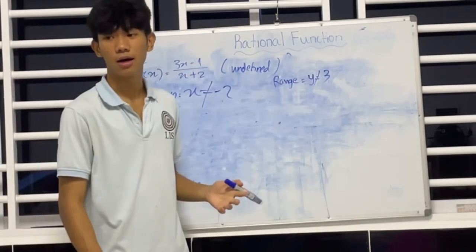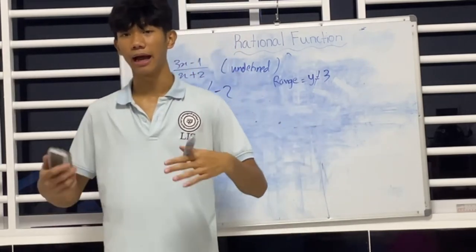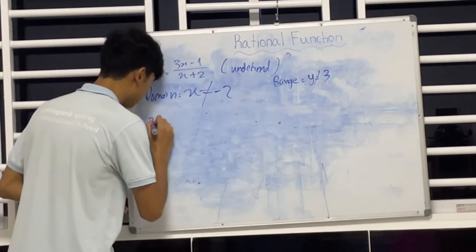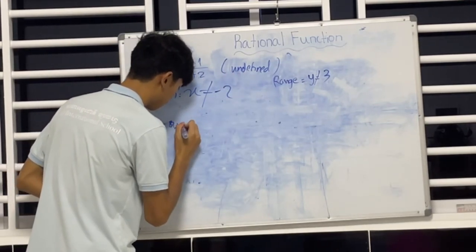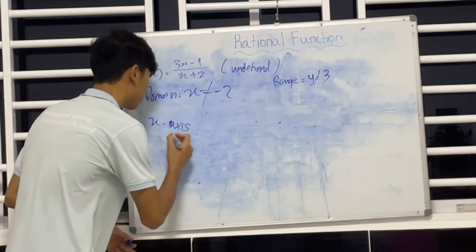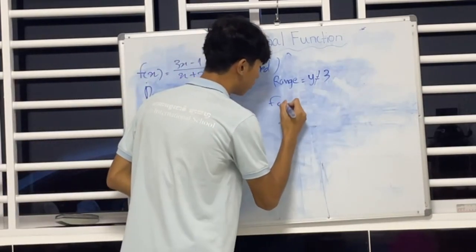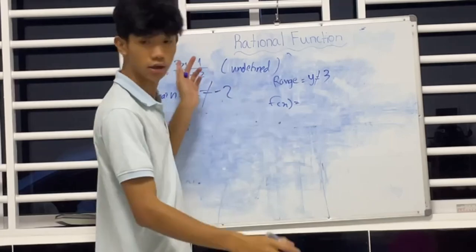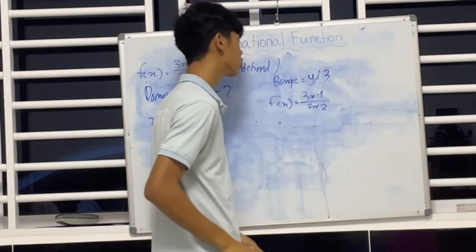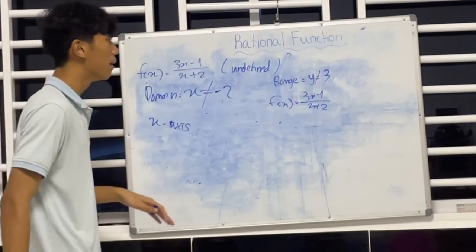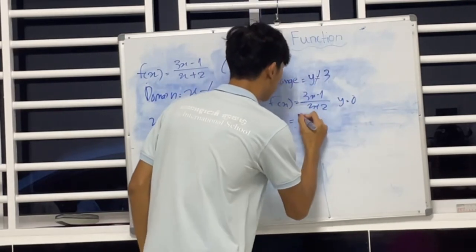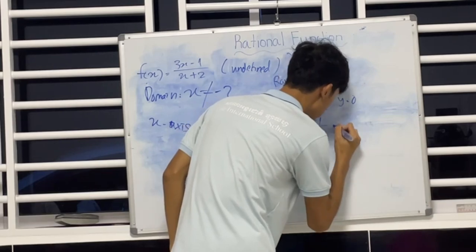After you find the domain and the range, the next step is to find the x-intercept and y-intercept. First we're going to do the x-intercept. We write the function again: y equals 3x minus 1 over x plus 2. For the x-intercept, y is equal to 0. So it becomes 3x minus 1 over x plus 2 equal to 0.